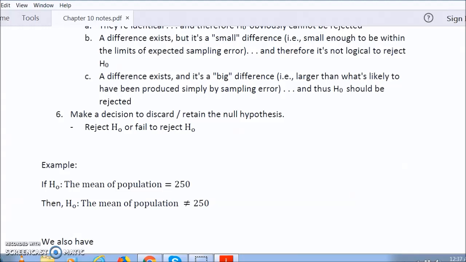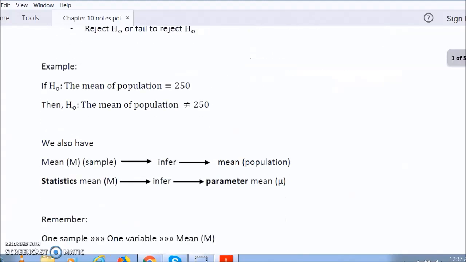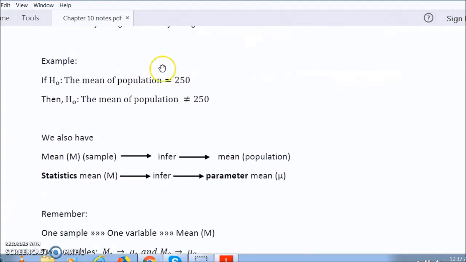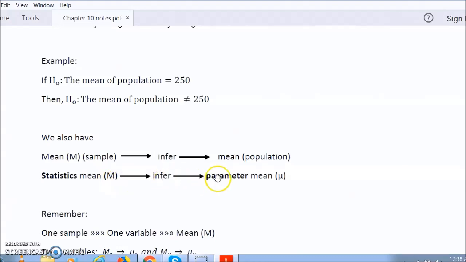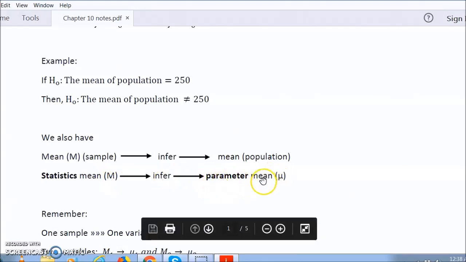So basically your null hypothesis is a statement about the parameter of the population. And when we say parameter, remember we are talking about the word that corresponds to the population. And then you have your statistic, which is your mean M. Your M is for the sample, and whatever we gather, we infer and relate it to the parameter, which is mu, the mean for the population.